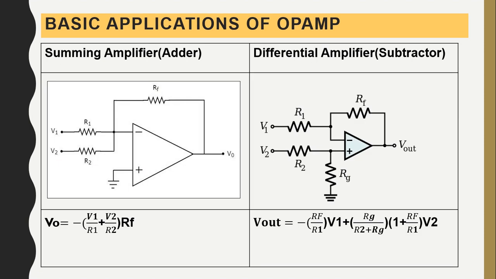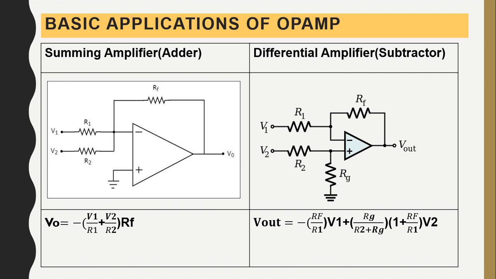Another example, summing amplifier or adder. This is a similar circuit to the non-inverting amplifier. But what happened? Two inputs have come, so two inputs are added in the formula. In case you add one more input, it will be added in the formula, right?